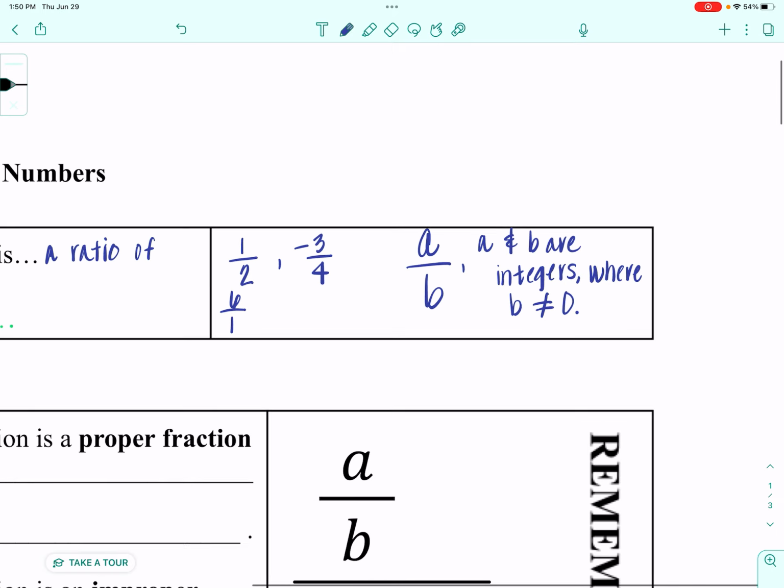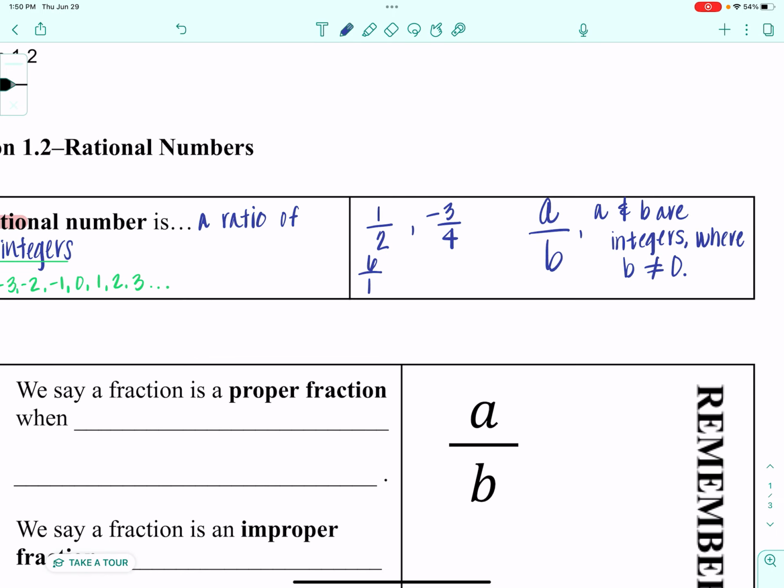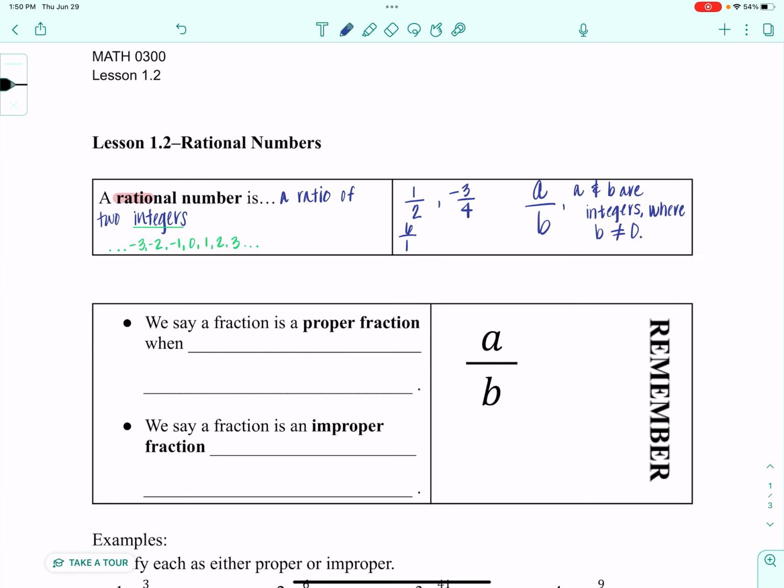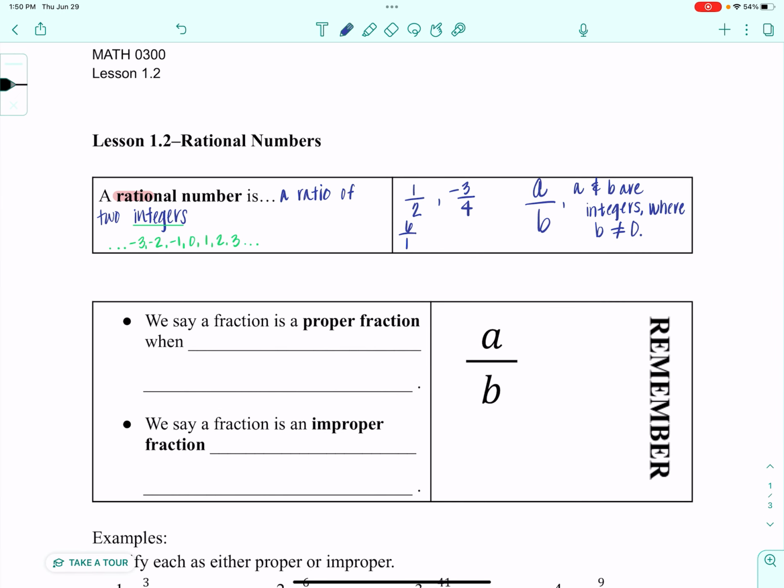I'm pretty sure that might be how COVID started. Somebody tried to divide by 0. So we don't do that. That's why we throw B out.